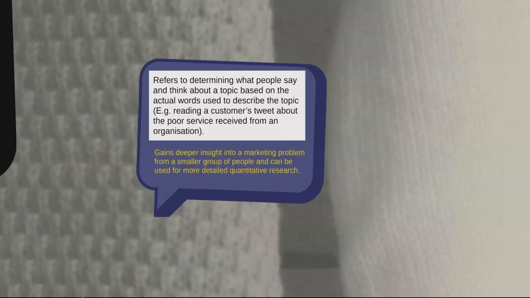This method gains deeper insight into a marketing problem from a smaller group of people and can be used for more detailed quantitative research. Usually, you have a small group of people to investigate the possibility of collecting some data. And before you go on a large scale search for specific information, you have to tweak your questions or your focus area, and then you use a smaller group to get that detailed information that you need to gather, and then only do you go to a larger group and collect large scale numerical data.